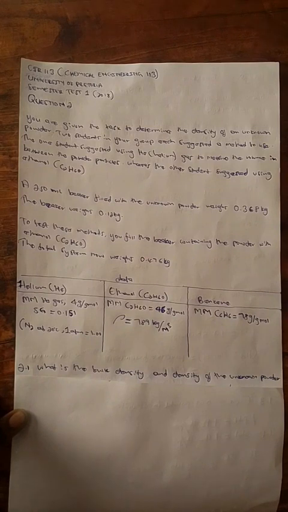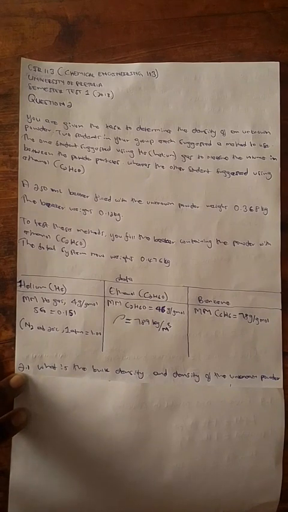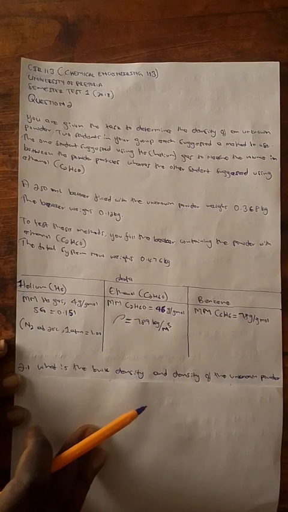A 250 ml beaker filled with the unknown powder weighs 0.368 kilograms. The beaker weighs 0.12 kilograms. To test these methods, you fill the beaker containing the powder with ethanol. The total system now weighs 0.476 kilograms. Now there's also data here with regard to helium and ethanol and benzene.